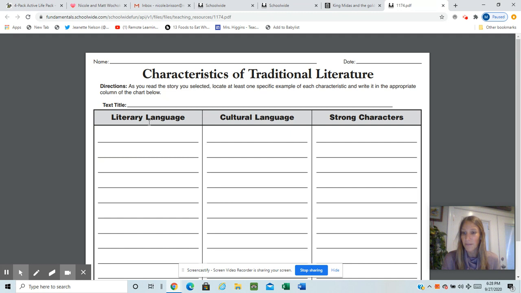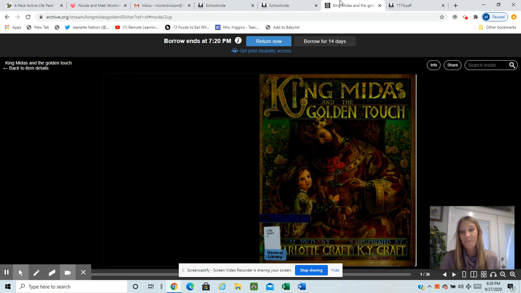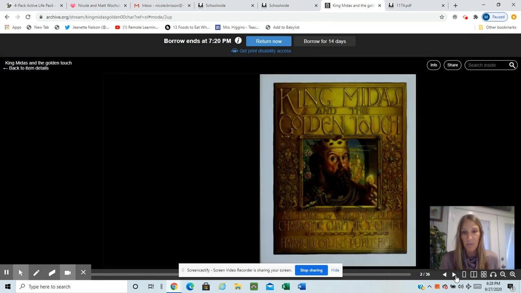We are going to read half of the text today, and then we're going to finish the book tomorrow and do a story map about how our character grows and changes throughout this myth. So remember, we're reading a traditional literature short story, which is a genre of fiction, and it is a myth. And I also want you to pay close attention to how the story starts out. So King Midas and the Golden Touch, as told by Charlotte Craft and illustrated by K.Y. Craft. I do love the illustrations in this book as well.